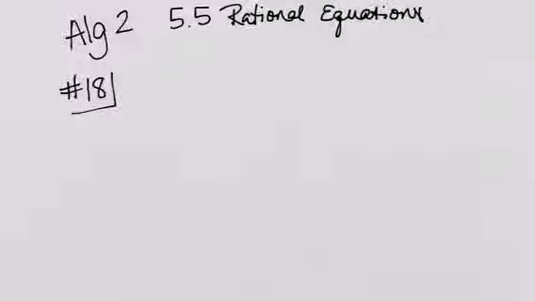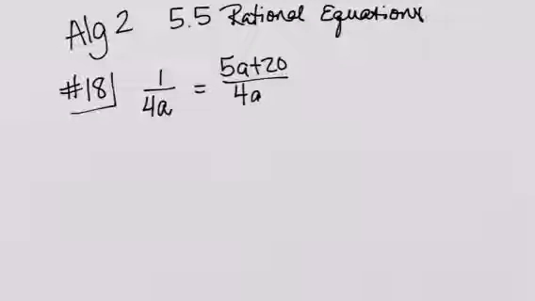Okay, lesson 5.5 is on rational equations. And so I'm going to work through number 18 with you. Number 18 has three fractions in it. The first is 1 over 4a, and that is set equal to (5a plus 20), all divided by 4a squared. And then I'm going to add to that (a plus 3) divided by 4a squared. Okay? So I have these three fractions, and I need to solve the equation.